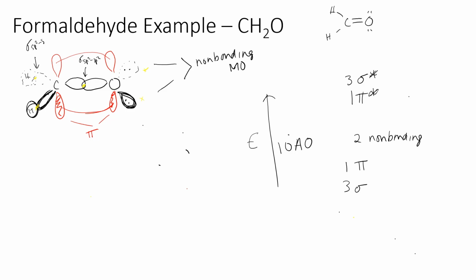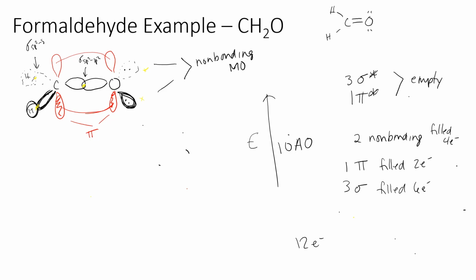So if we count up the total number of electrons, I still have 12 total electrons that I need to fit in. So with this, my 3 sigma bonding are filled with 6 electrons. My 1 pi bonding is going to be filled with 2 electrons, which gets me up to 8. My non-bonding is then going to be filled with 4 electrons as well. And then all of my anti-bonding molecular orbitals will be empty.